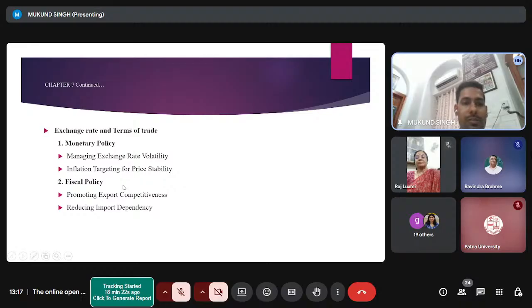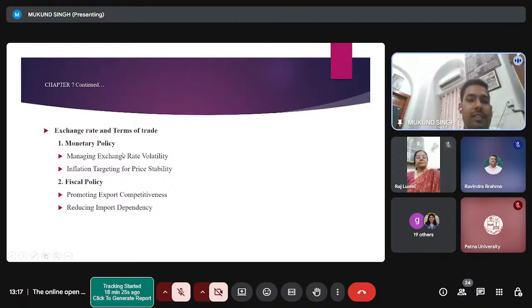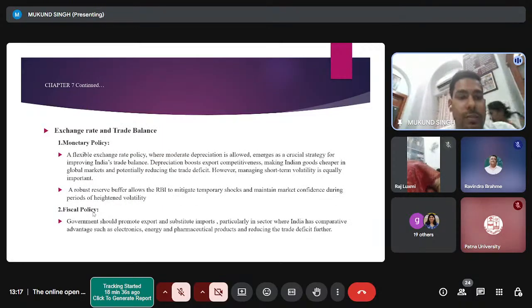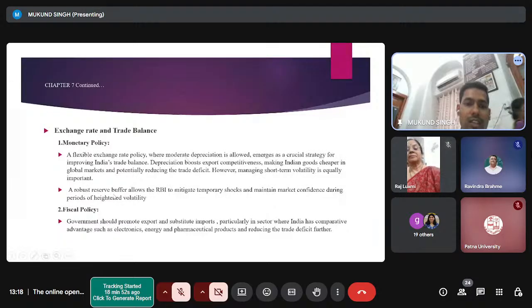Exchange rate and terms of trade. Monetary policy: managing exchange rate volatility and inflation targeting for price stability. In case of fiscal policy: promoting export competitiveness and reducing import dependency. Now, exchange rate and trade balance. In case of monetary policy, the RBI should depreciate the exchange rate in a way that boosts the exports of the Indian economy, and it should also maintain flexibility in exchange rate volatility. Robust reserves allow the RBI to mitigate temporary shocks and maintain market confidence during periods of heightened volatility.